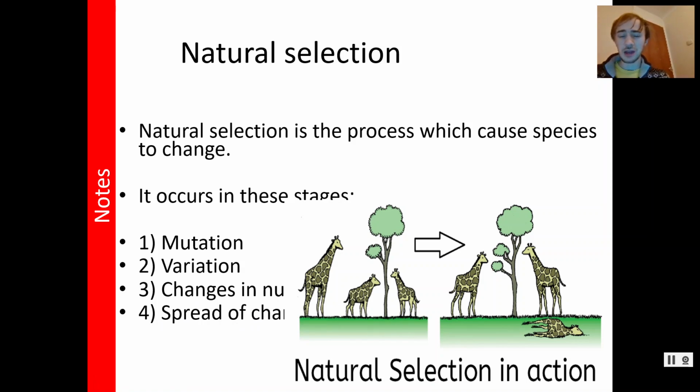So, natural selection is the process which causes species to change over time. And this really is quite GCSE. It's actually the same stages we talked about at GCSE. We can apply them in a much more well-rounded way because of what we've already talked about on this topic. So the first stage for natural selection to occur has to be mutation.